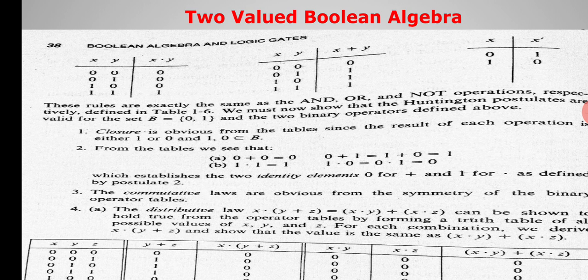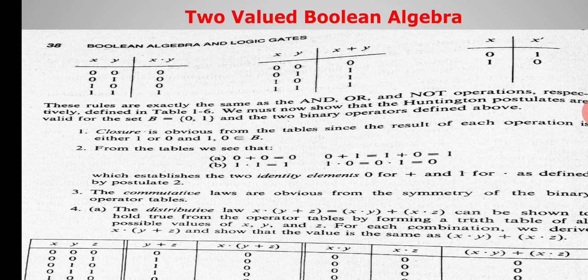Now you can see the tables. It's something like a truth table. So x and y can be the input, and you get the output if you use the dot operator, plus operator, and complement. Complement is nothing but inverse. If the input is 0 and you complement it, you get 1, and if the input is 1, you get the output 0. So the complement is nothing but the inverse operation.